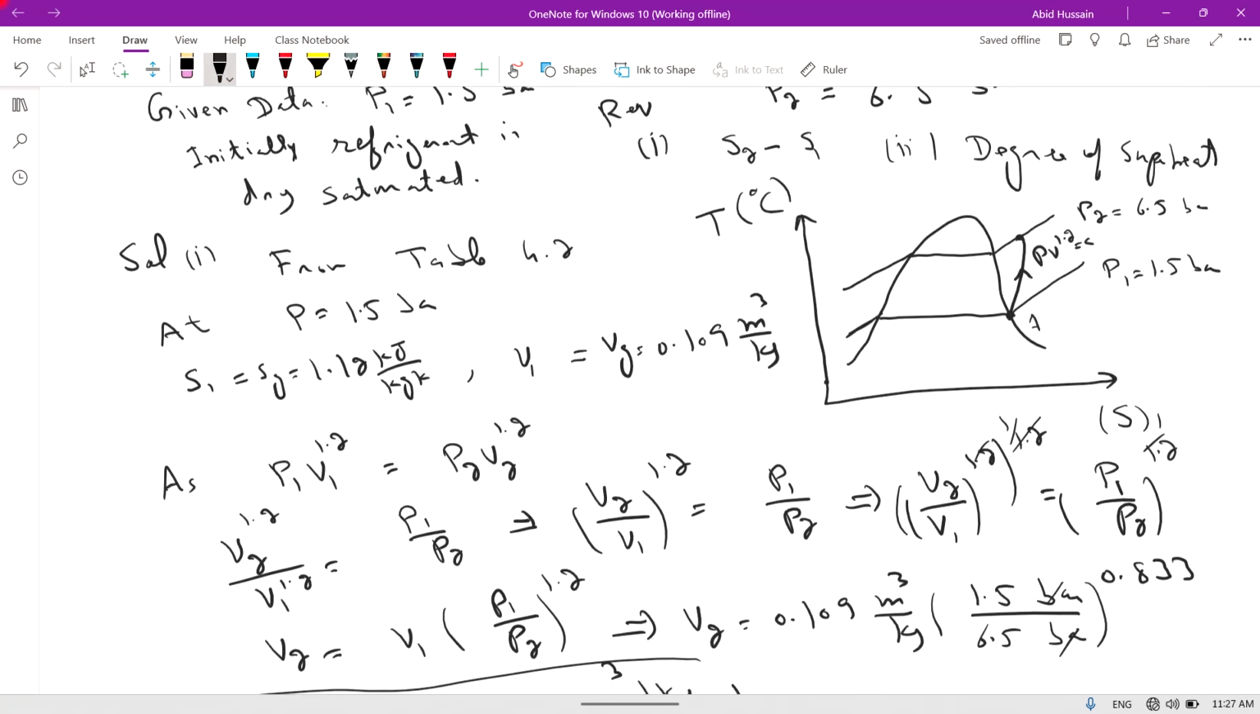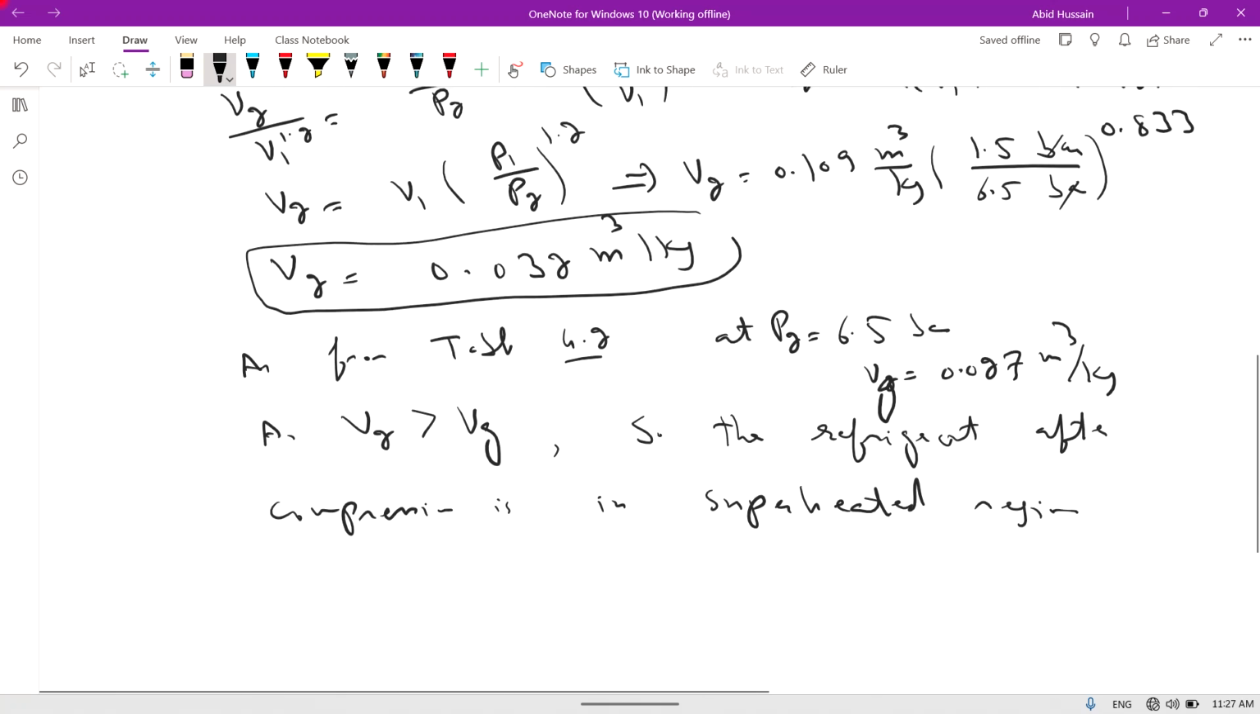This point is confirmed. This is in the superheated region. This is Vg. Vg is equal to 0.027 meter cube per kg, and V2 is 0.032, more than Vg. So this point will be beyond Vg and will be in the superheated region. So this is point 2, which is confirmed.